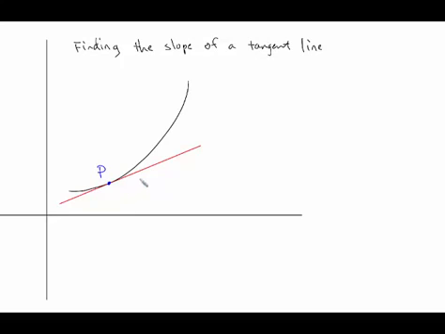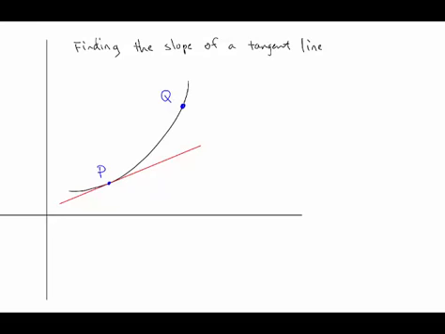Now, the problem for us here is we can't find the slope unless we have 2 points. We only have 1 point, so how are you going to find the slope of this line if you only have 1 point? Well, let's introduce another point. Let's say on the curve, point Q.